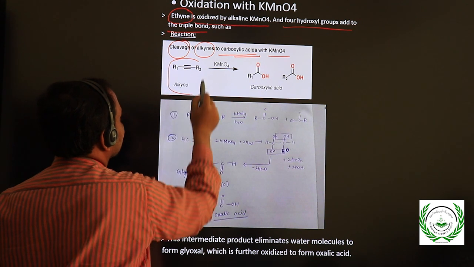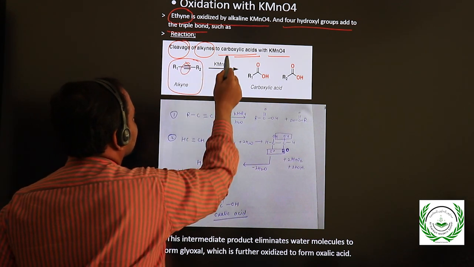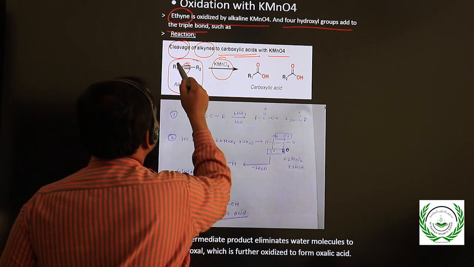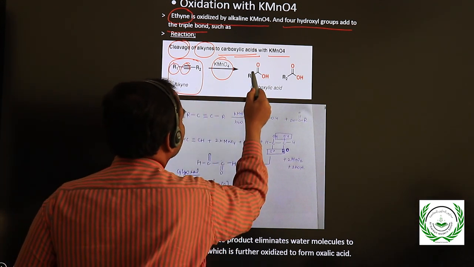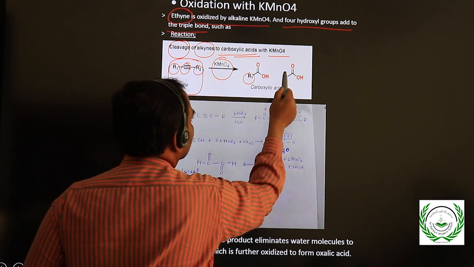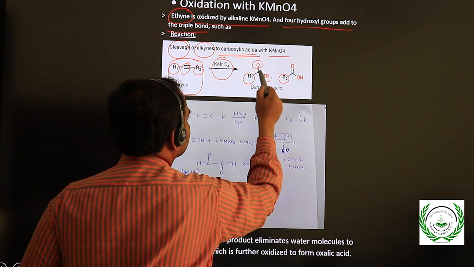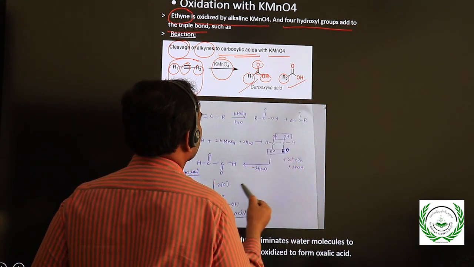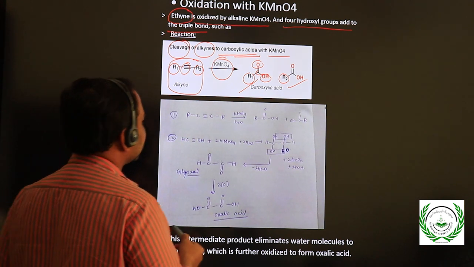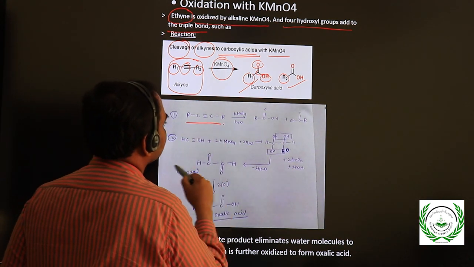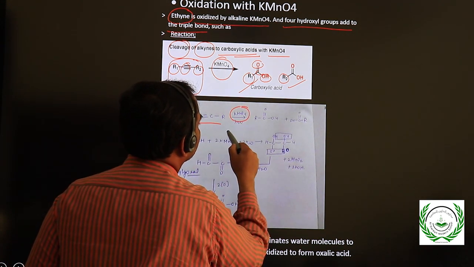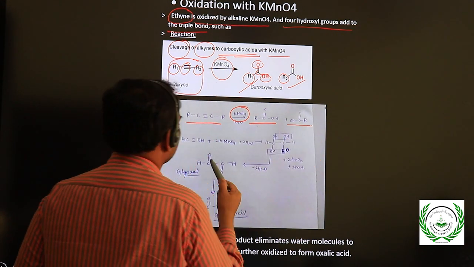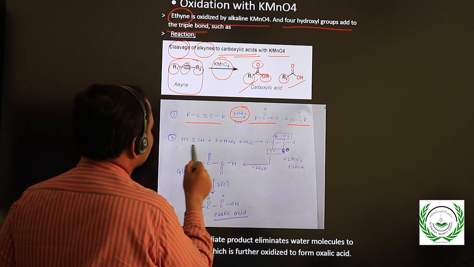Now let's consider this as alkyne showing triple bond in the presence of potassium permanganate, KMnO4. What's happening? See here R1, see here R2, they are separating. OOH, the middle is C, COOH. It is one carboxylic acid, it is another carboxylic acid. So now let's see here the alkyne, same here potassium permanganate. So what's happening? One carboxylic acid, another carboxylic acid. Now let's see the another process here.